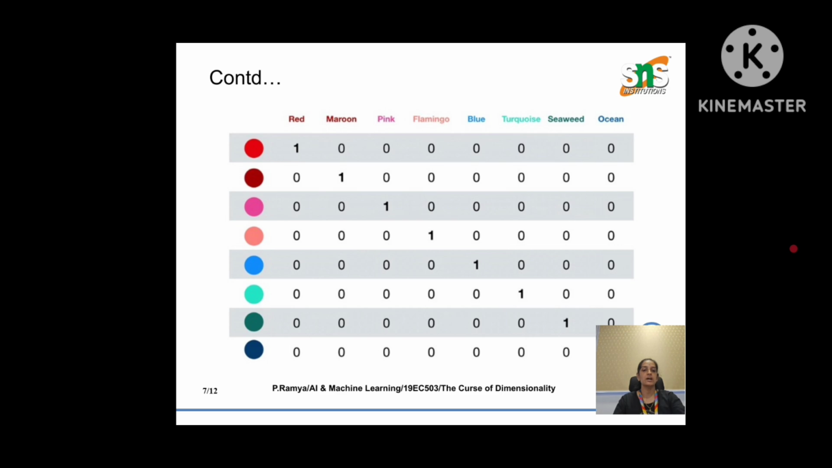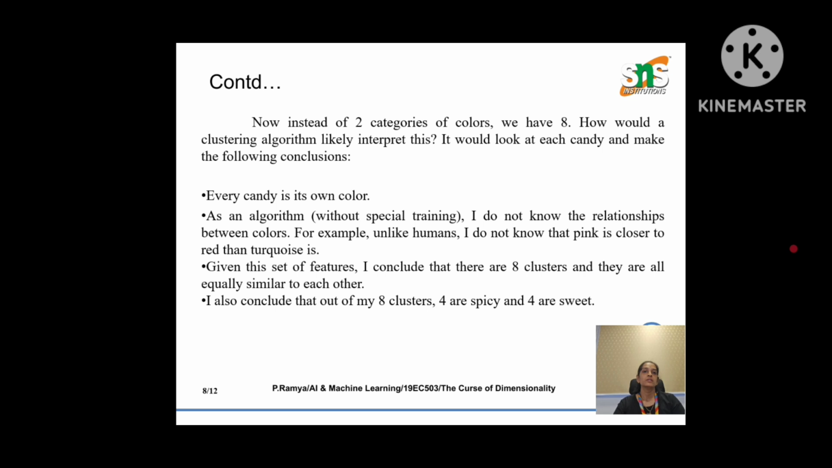Wrong predictions: since all clusters are equally similar, the algorithm might randomly assign spicy or sweet labels. Thus, even though we added more data, our model's performance decreased, the exact opposite of what we expected. This is a perfect example of how the curse of dimensionality manifests in real world problems. Let us see. Now, instead of two categories of colors, we have 8. Now, let us see how it works.